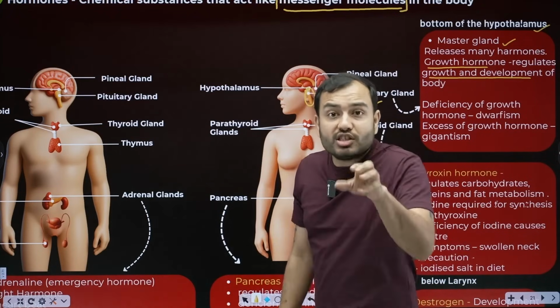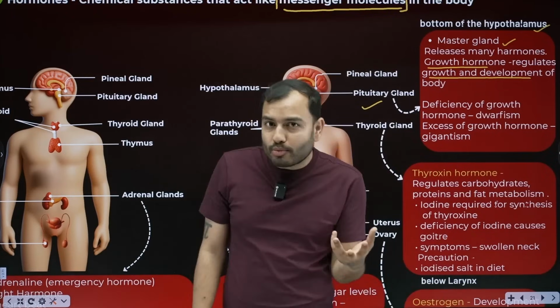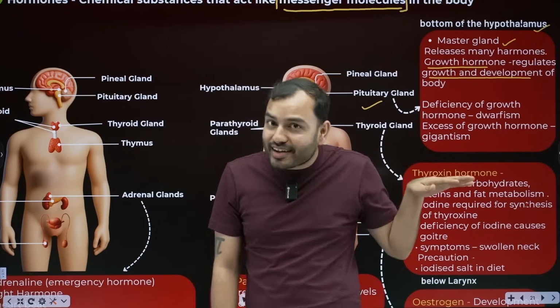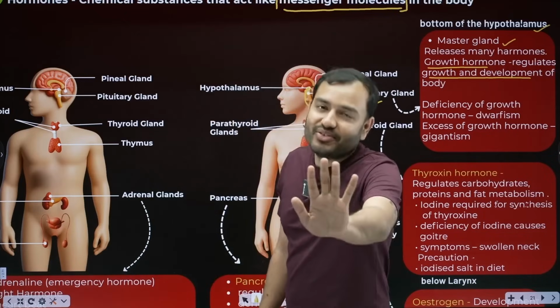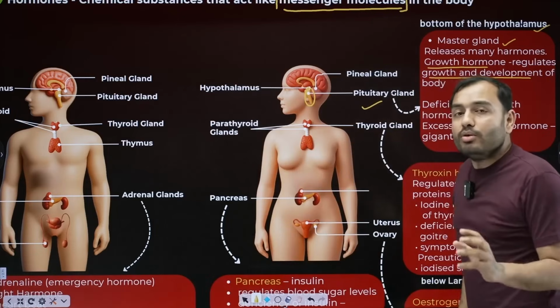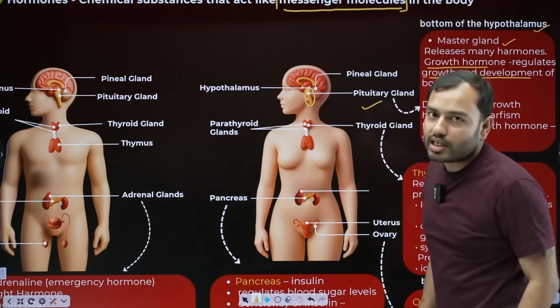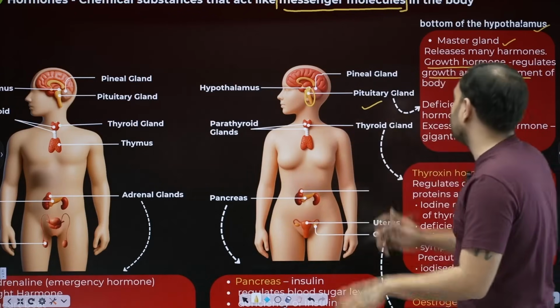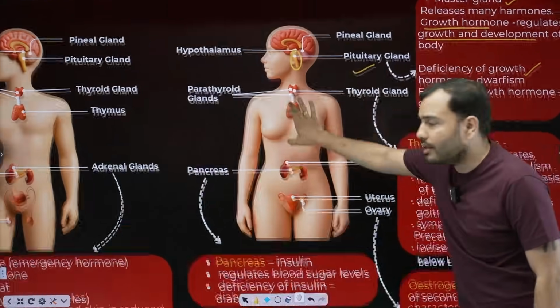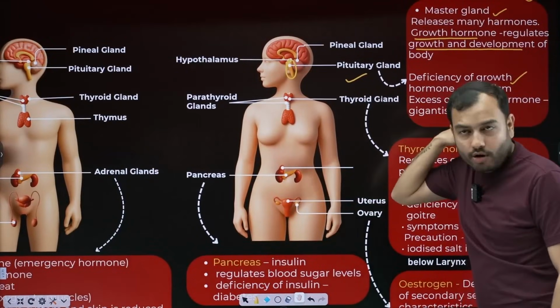And if there is a deficiency of growth hormone, suppose someone did not receive enough hormones, you must have that friend. Tell their name in the comments whose height is not increasing, they remain short. So what do we call it? Dwarfism. He is not that, God forbid. So dwarfism is when there is a deficiency of growth hormone. Gigantism is when there is an excess. So deficiency of growth hormone, dwarfism. Excess of growth hormone, gigantism. So our first one is the pituitary gland. Where is it? At the bottom of the hypothalamus.